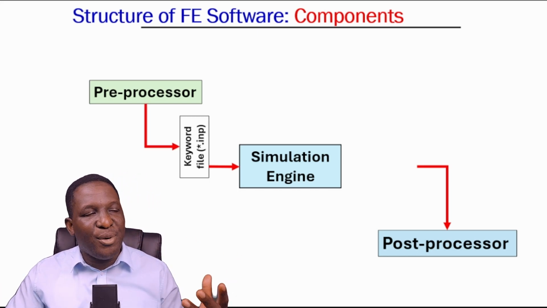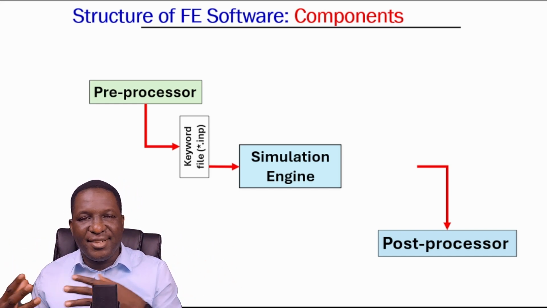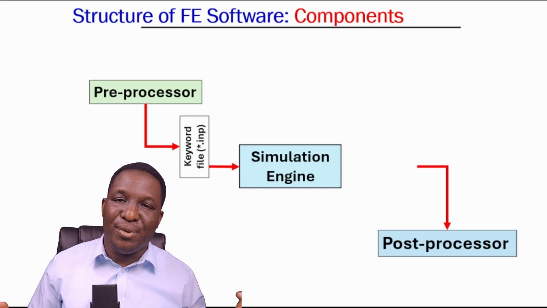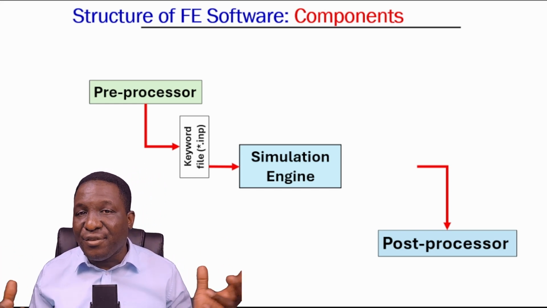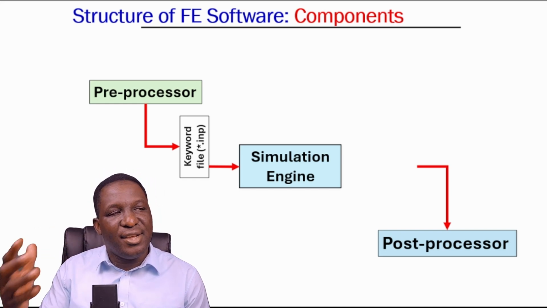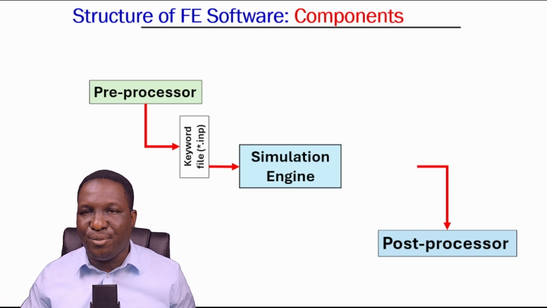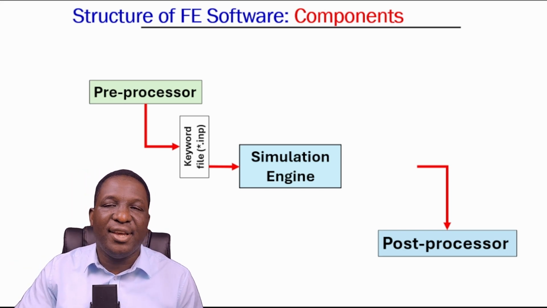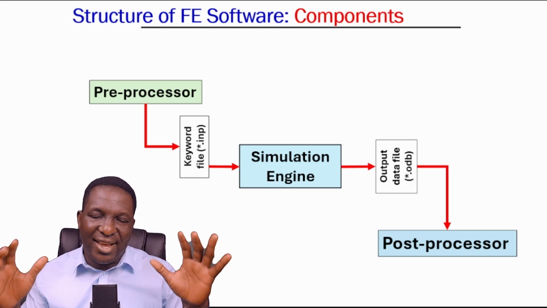And what happens is that the preprocessor stage will always produce a file, usually a text-based file, and this file will normally have different extensions. In this case, for Abaqus, the extension will be a .inp file. So it's an INP file. Other software tools will have different extensions that they give to their code. But the key feature for all these keyword files or input files is that they result from whatever you're doing at the preprocessor stage, and then they become a set of instructions that you give to the simulation engine. After the simulation engine, you also get another set of files, not necessarily text-based.